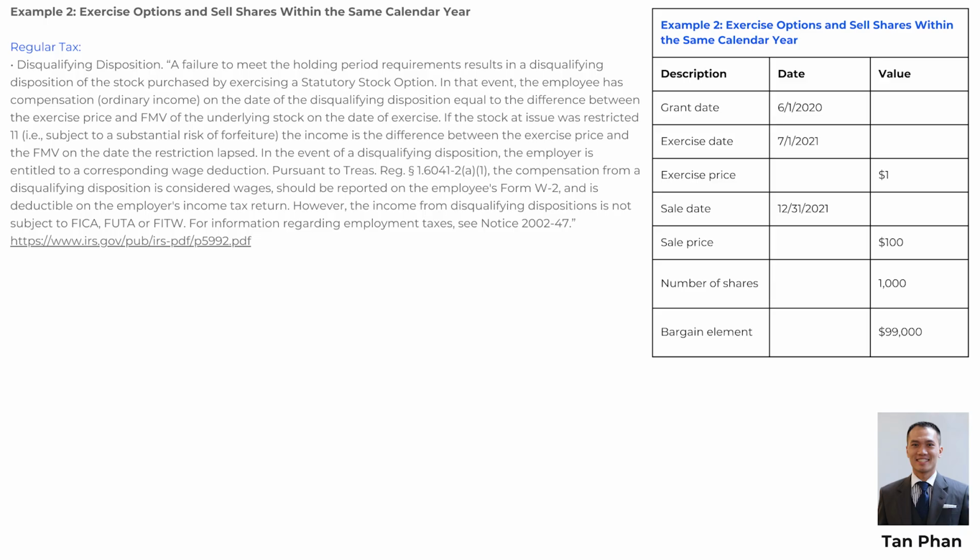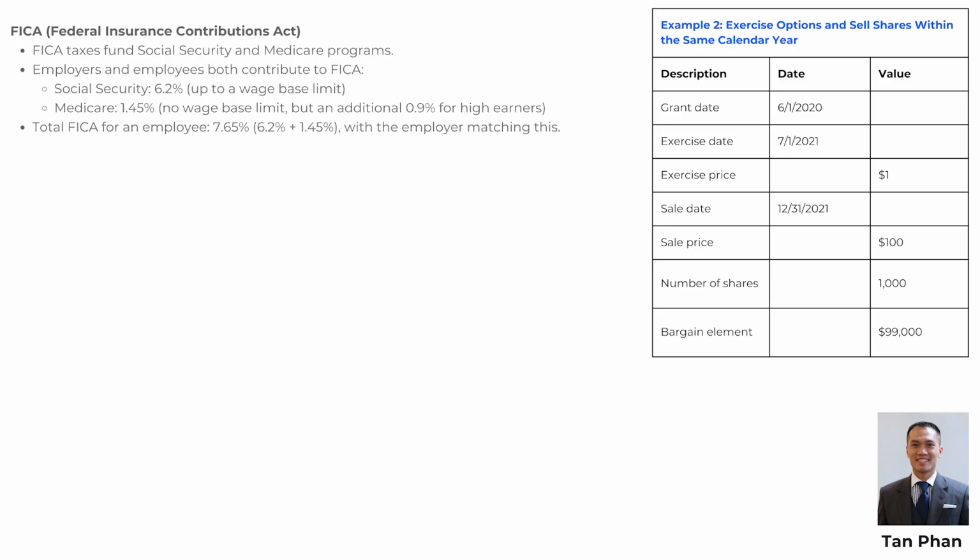In the event of a disqualifying disposition, the employer is entitled to a corresponding wage deduction. Pursuant to Treasury Regulation 1.421-2(a)(1), the compensation from a disqualifying disposition is considered wages, should be reported on the employee's Form W-2, and is deductible on the employer's income tax return. However, the income from a disqualifying disposition is not subject to FICA, FUTA, or FITW. For information regarding employment taxes, see Notice 2002-47. FICA, Federal Insurance Contributions Act.